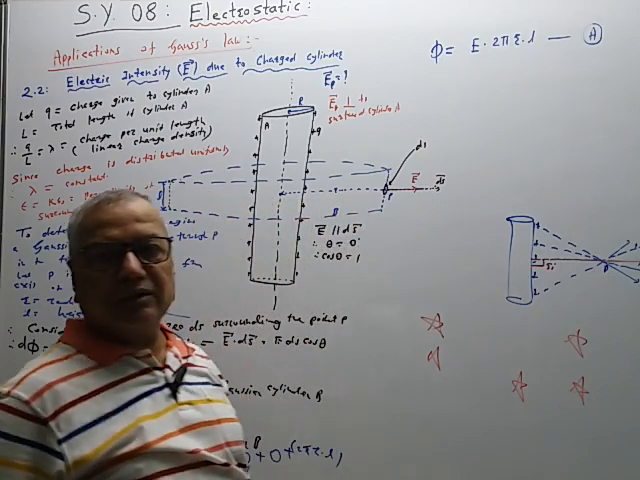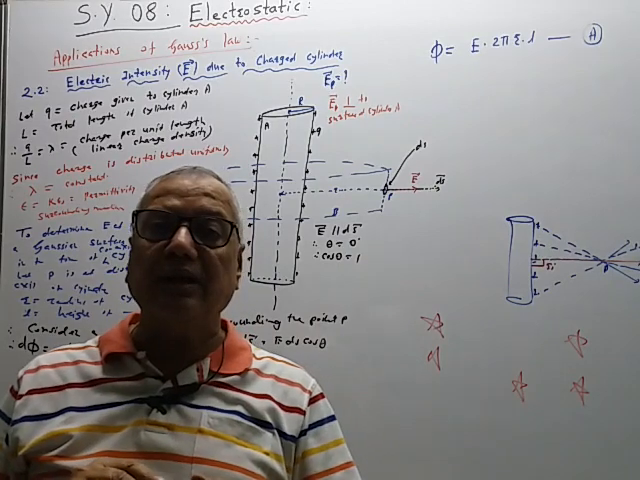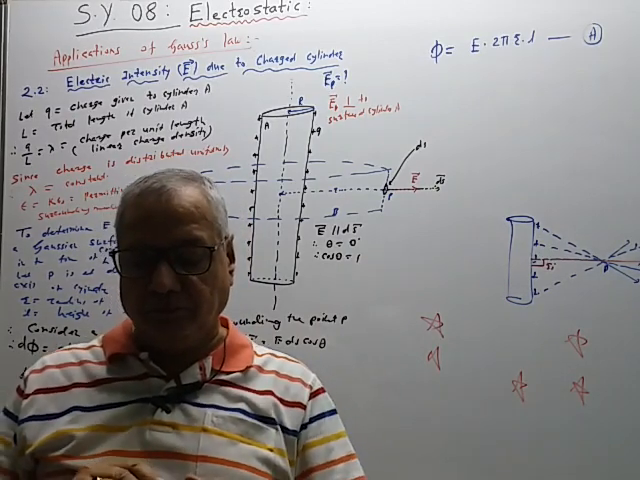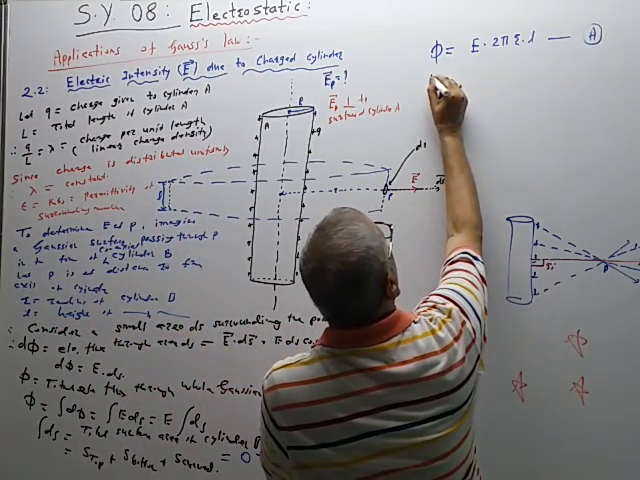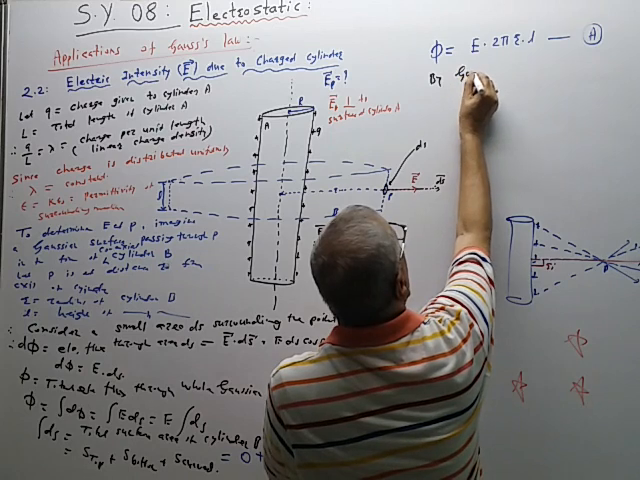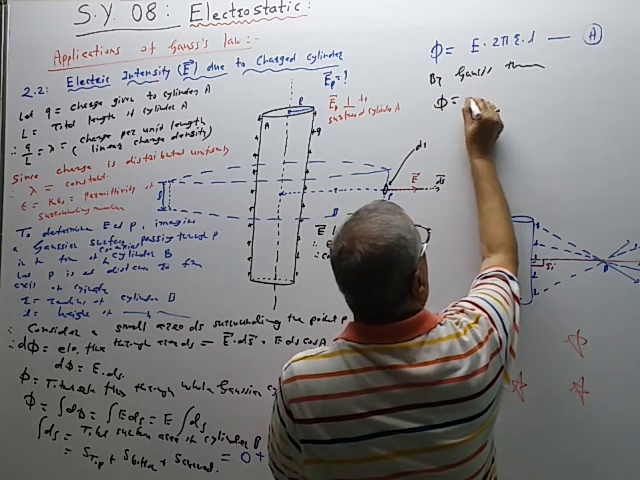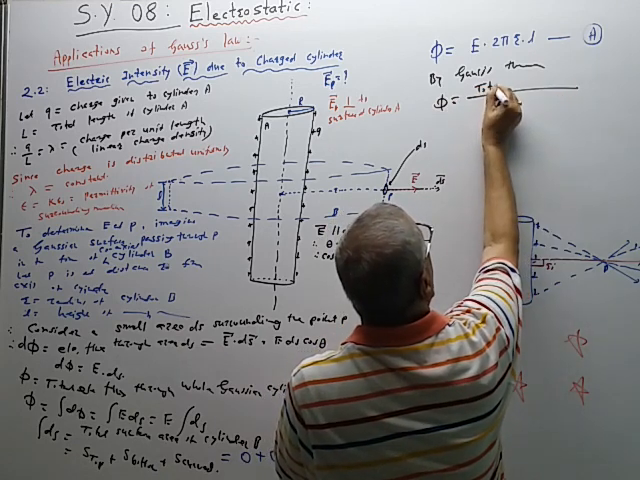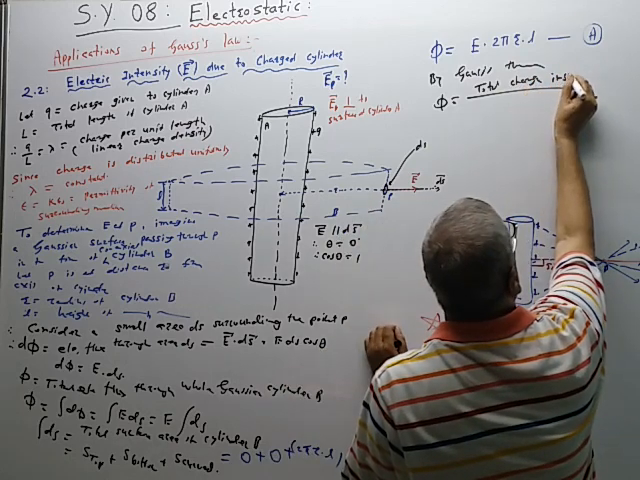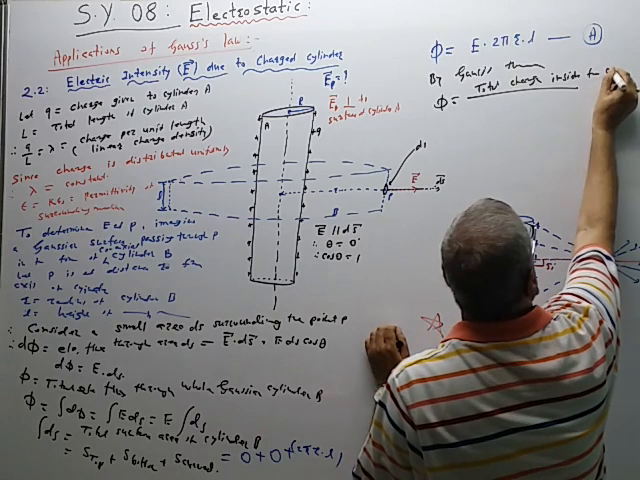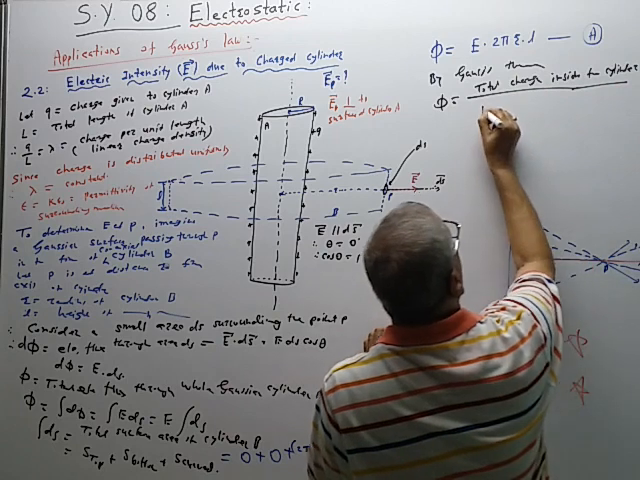So this is the equation we calculate. This is the value of the electric flux through the Gaussian surface without using Gauss theorem. अजून आपण Gauss theorem यूज केलेला नाही. Now we use the Gauss theorem. By Gauss theorem, phi is equal to total charge inside the cylinder B upon permittivity.